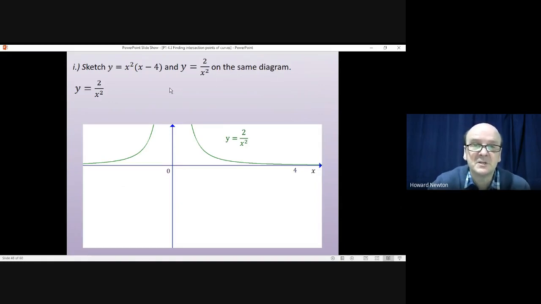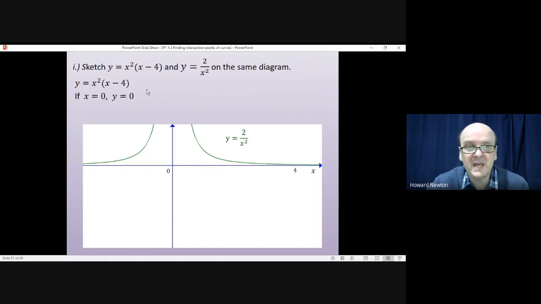Then we need to sketch the cubic curve, y equals x squared into x minus 4. Find the crossing point on the y-axis. We see what happens if x is 0. And like the previous example, if x is 0, we'll have 0 times this bracket. So y will equal 0 as well. So again, the origin is a crossing point.